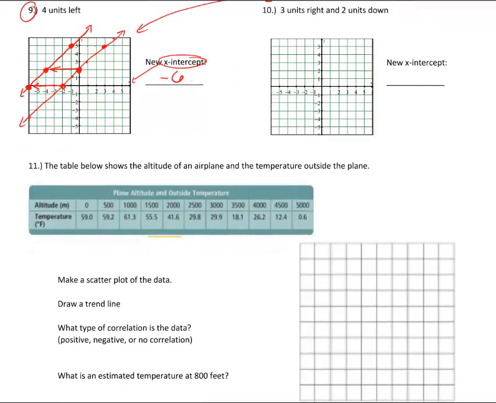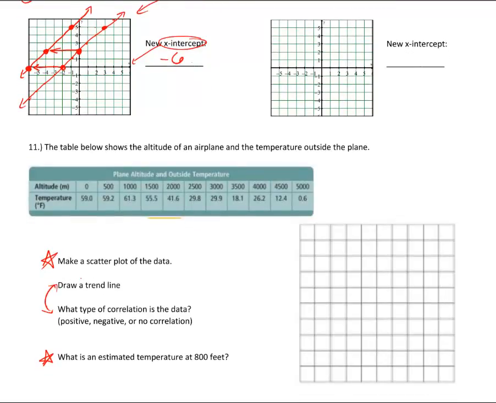I'll do half of this with you, and you can do the other half. So let's see. I'll do the cumbersome part. You can draw a trend line. What type of correlation is the data? You can do that. And then I'll do the estimation with you, but you can do these two parts. Okay, so part 11 says, make a scatter plot of the data.